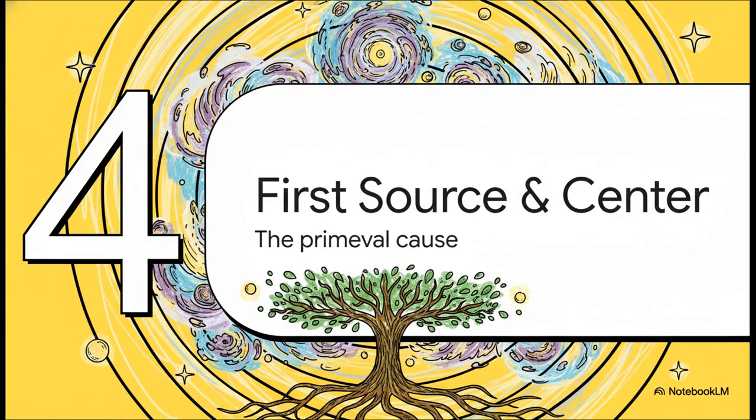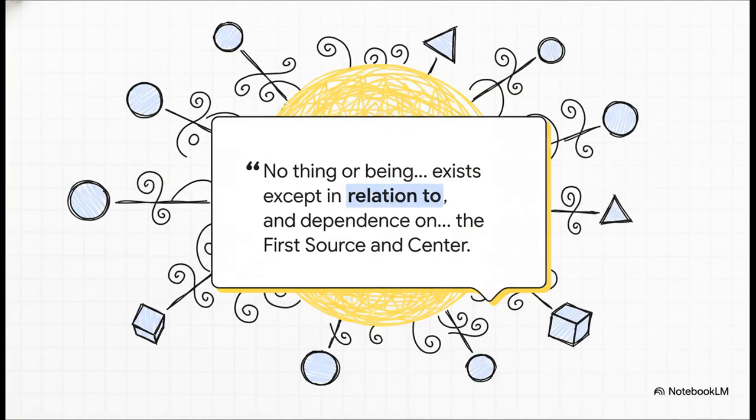Okay, Section 4. The first source and center. Now that we've got some of the language down, we can talk about the book's ultimate starting point, the primeval cause of everything. And check out this quote from the foreword, because it really says it all. It says that no thing or being, no relativity or finality, exists except in relation to and dependence on this first source and center. I mean, think about that. It's saying that nothing can exist without it. It's the absolute bedrock of reality.